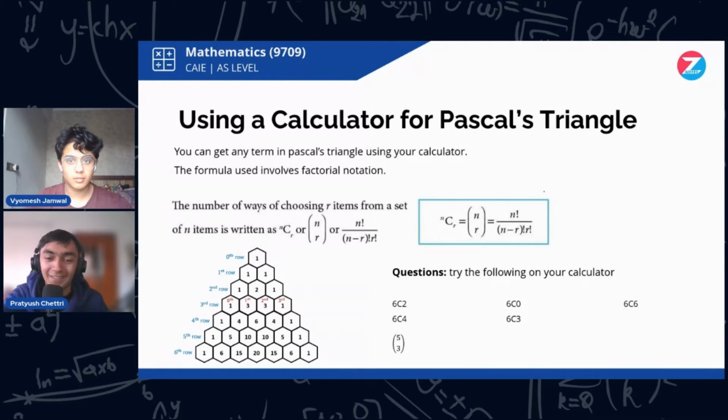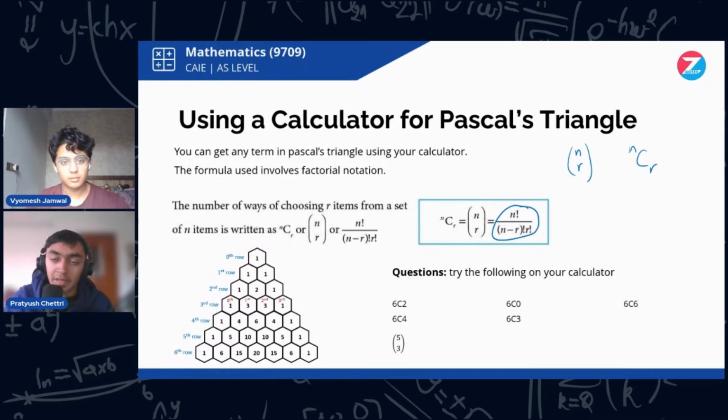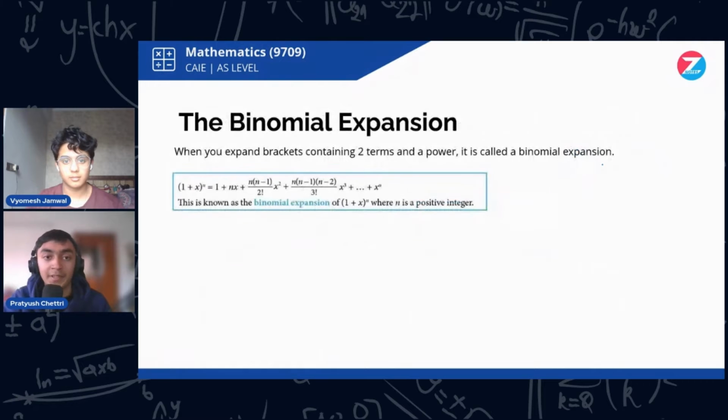You don't get marks for showing that formula, but you do get marks for showing the coefficient either as nCr, or you can show it as nCr in your work. And make sure the values of n and r are there, obviously.